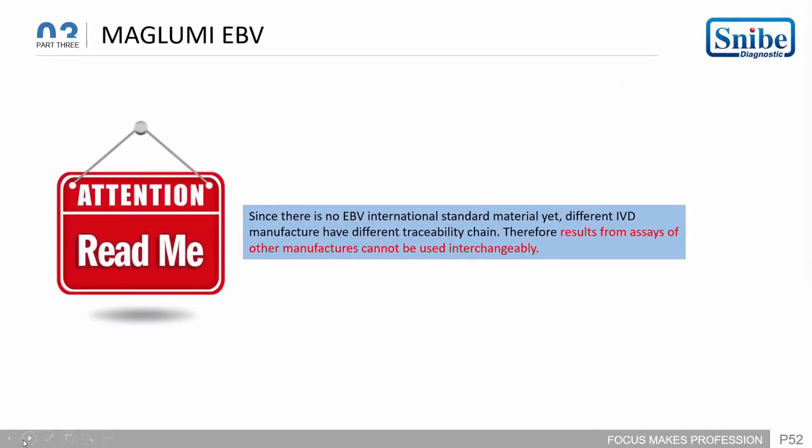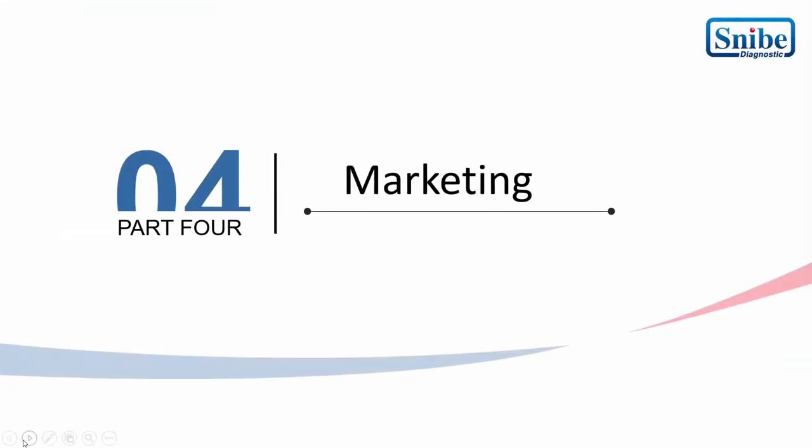So if we talk about the Elecsys EBV, there is no EBV international standard material yet. So different IVD manufacturers have a different traceability chain. Therefore, the results from the assays of other manufacturers cannot be interchangeable. So this is the most important thing about that.